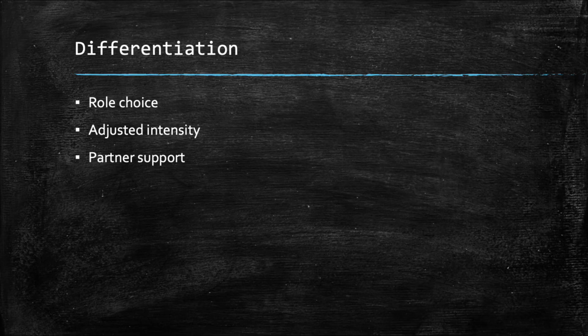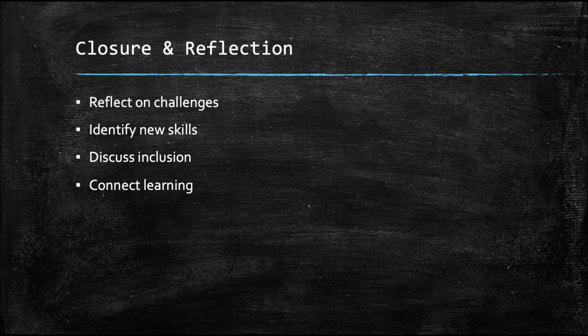The lesson plan includes multiple differentiation strategies, including choice of role, adjusted intensity, verbal guidance, and partner support. Goalball naturally supports differentiation because success is not tied to speed, strength, or vision. At the end of the lesson, students will reflect on challenges they experienced, skills they developed, and how the sport promotes inclusion. This reflection consolidates both physical and conceptual learning and reinforces the lesson's purpose.